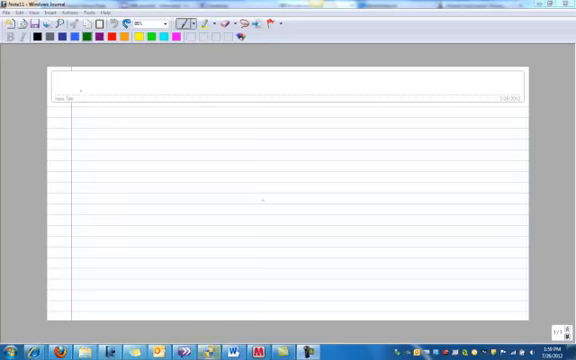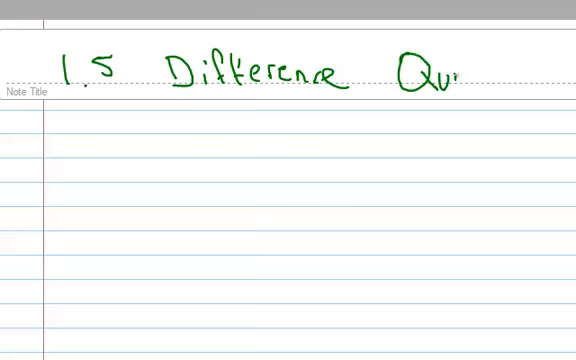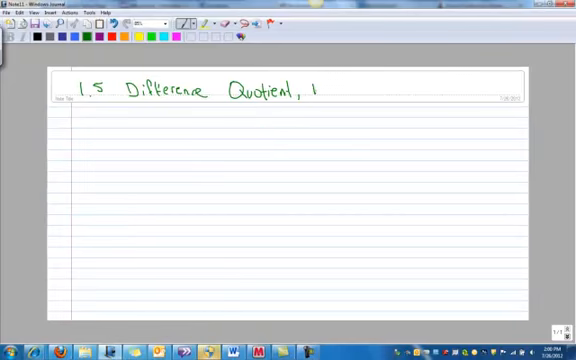Okay, this lesson 1.5 is on difference quotient, which I abbreviate as DQ, which always reminds me of Dairy Queen. Okay. Alright, let's start with a picture.